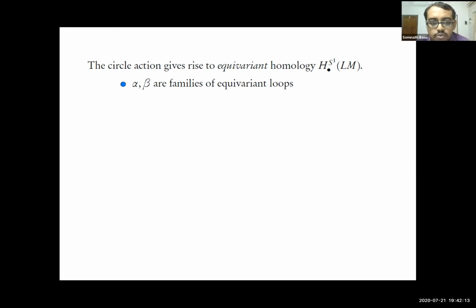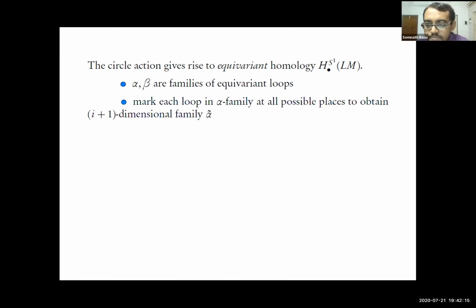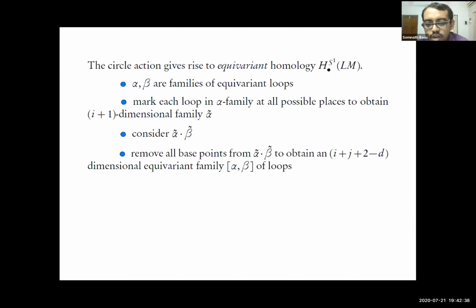Okay, so what can I do? I can put markings everywhere. So any i-dimensional family creates an i plus one-dimensional family, because I've put a marking everywhere. So each equivariant loop gives me a one-dimensional family, a circle's worth of equivariant loops. I can intersect these using the loop product. I get an i plus j plus 2 minus d dimensional family of actual loops, and then I ignore the marking. What I get is an equivariant family of loops. I denote this by bracket alpha beta.